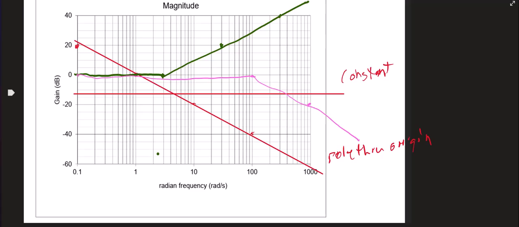And now to get my composite, I will go to this axis and I'll add together my numbers that are here. My numbers are 20, 0, and negative 12. The 20 came from the pole through the origin. If you have a pole or a 0 through the origin, that's going to give you a 20 or a negative 20, or if it's squared, a 40 or a negative 40. So I have a plus 20 and a minus 12, which gets me a plus 8. So that means I start at a positive 8.